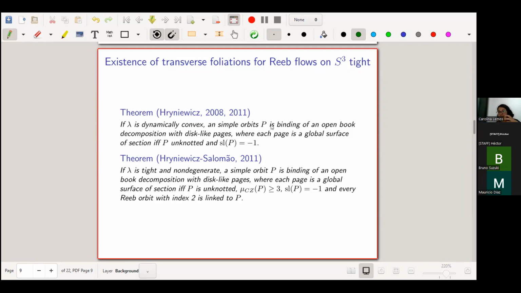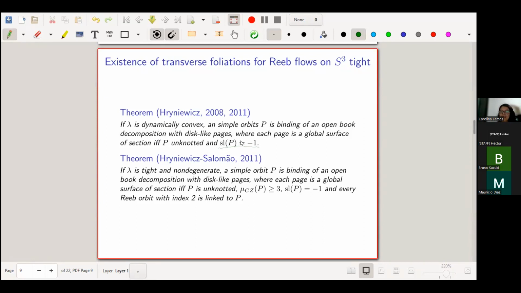And the idea is that if you find the orbits with these properties, then you know that it has an open book with boundary in it. And basically, in the dynamically convex case, the only necessary and sufficient condition is that P is a knot, a trivial knot, and that the self-linking number of P is -1, an invariant related to knots transverse to the contact structure.